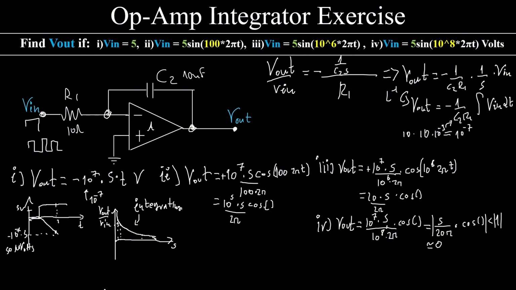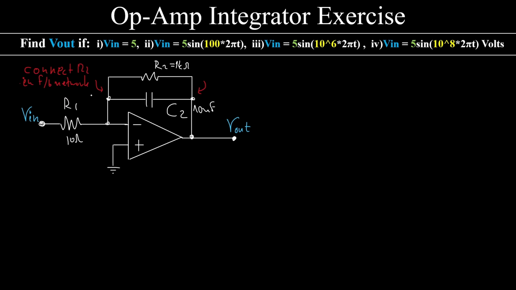All right, let's move to the next slide. Now what I've done here is I have connected a resistance R2 in parallel to C2 in order to fix some issues that have arisen previously. Again, the first step that we have to take is to find the transfer function. We find it using the same logic. Because this is an inverting op-amp configuration, we have a minus in front.